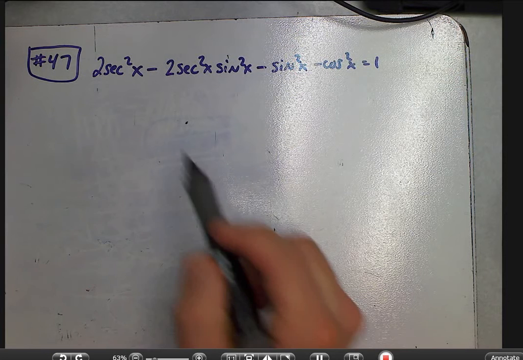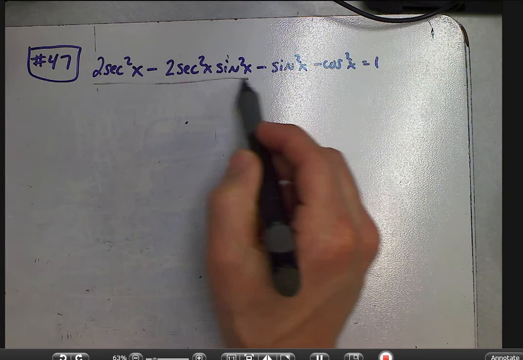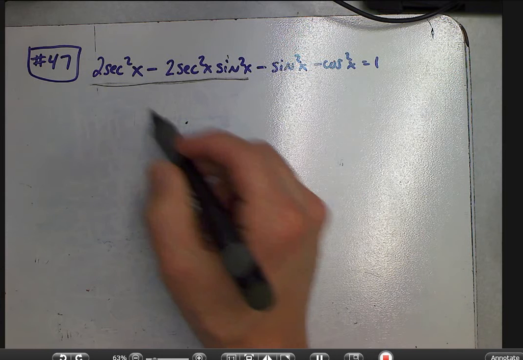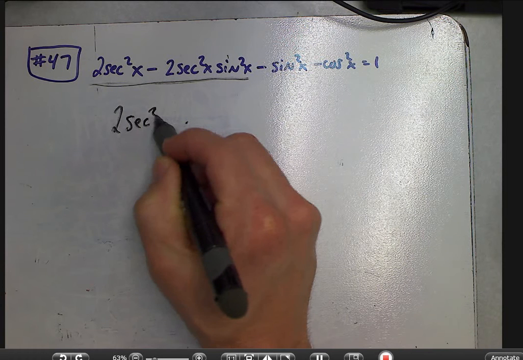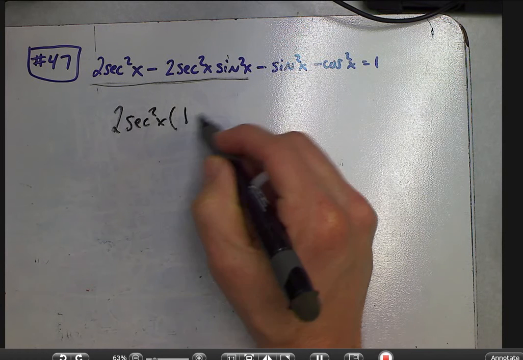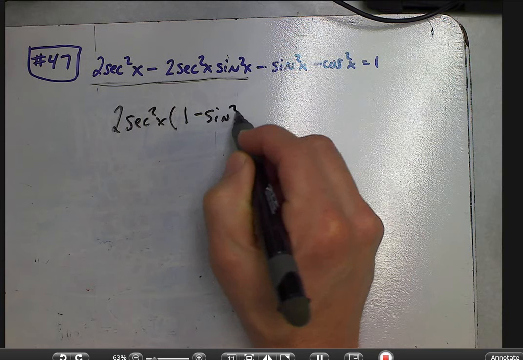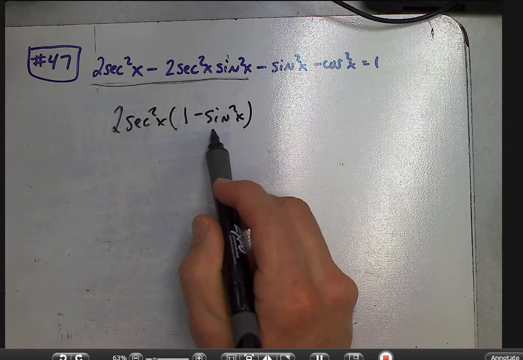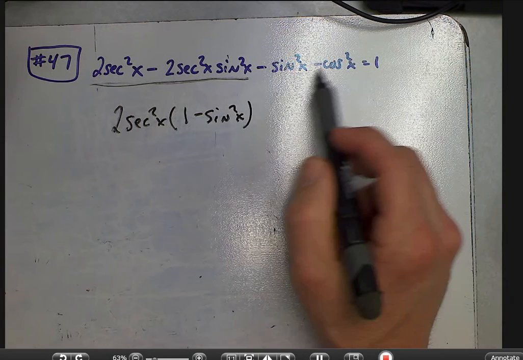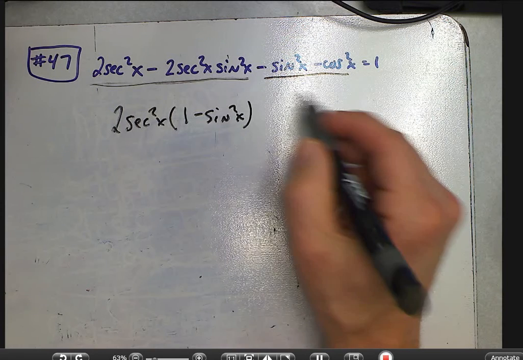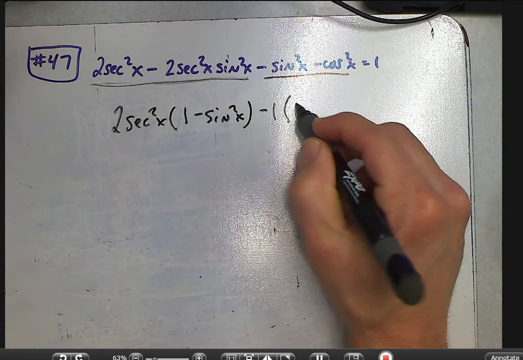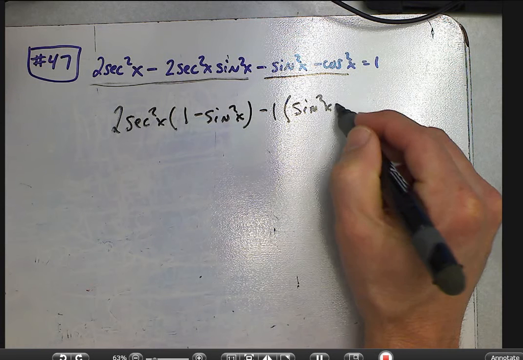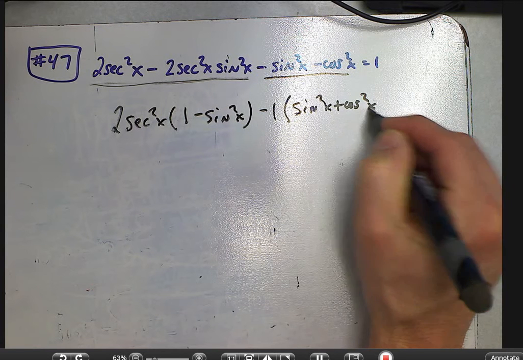I notice on these first two terms, there's a common factor of 2 secant squared x. So that gives me 2 secant squared x times 1 minus sine squared x, and you know where we're going with that. That should be cosine squared. And over here, the common factor is -1, and that's times sine squared x plus cosine squared x. So there's the first step.